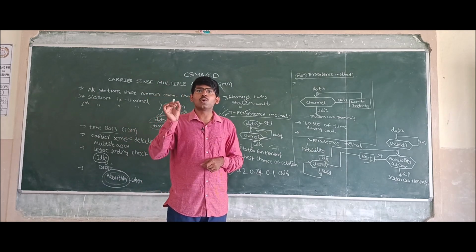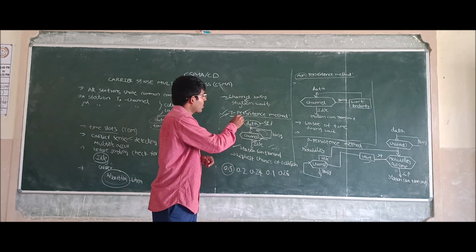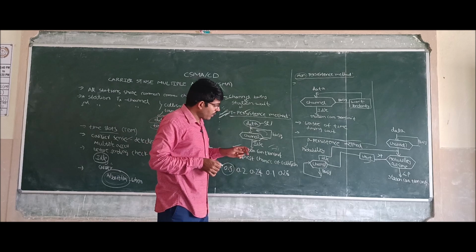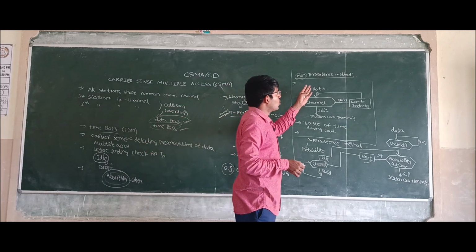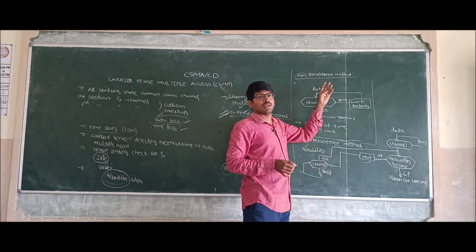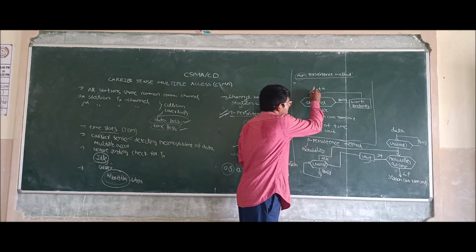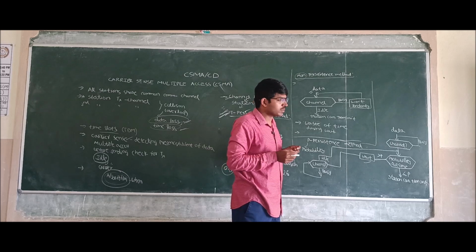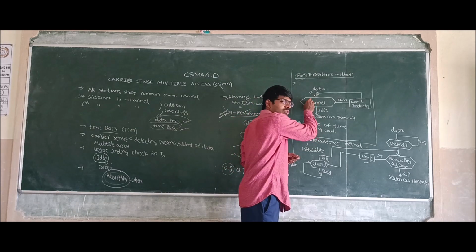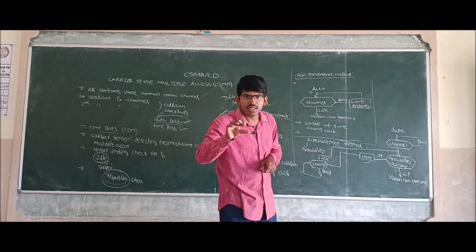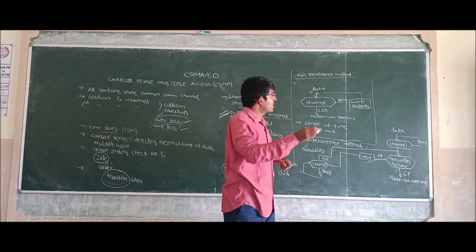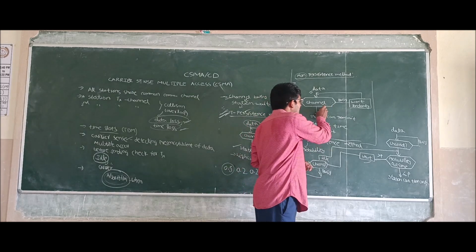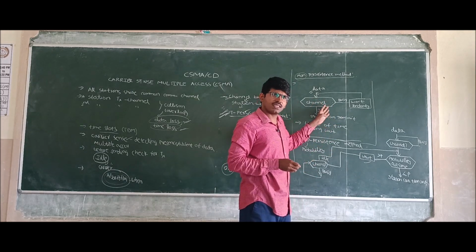Then obviously collision occurs. This is the problem with the high persistence method. To avoid this one, we are going to the non-persistence method. Here we are sending the data from one station in the form of frames, and we check in the channel whether the channel is busy or not. If the channel is idle, we can send the data.